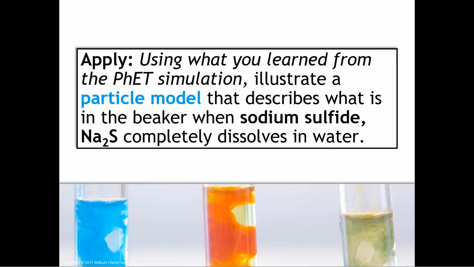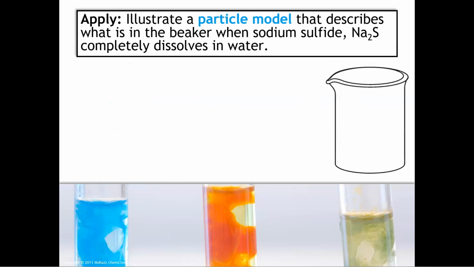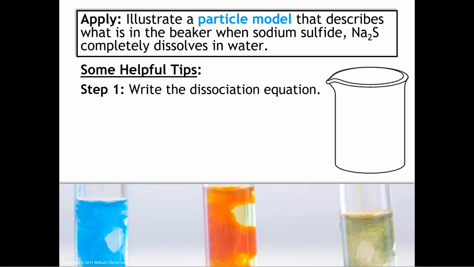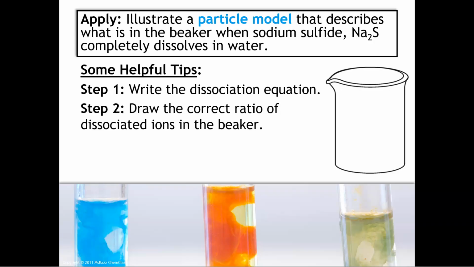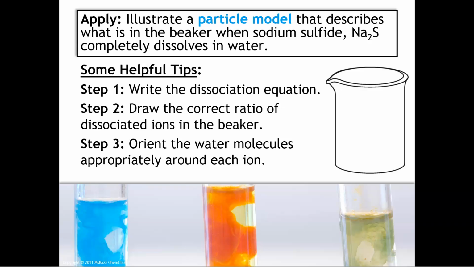So now what we're going to do is apply what we learned in this PhET simulation to illustrate a particle model that describes when sodium sulfide dissolves in water. To do this, we want to first focus on some helpful things that can make it easier for us to draw these particle models. First thing is, I find writing the dissociation equation really helps. The second thing is, drawing the correct ratio of dissociated ions in the beaker is very, very important. And third of all, orient those water molecules appropriately around each ion so that opposites attract.